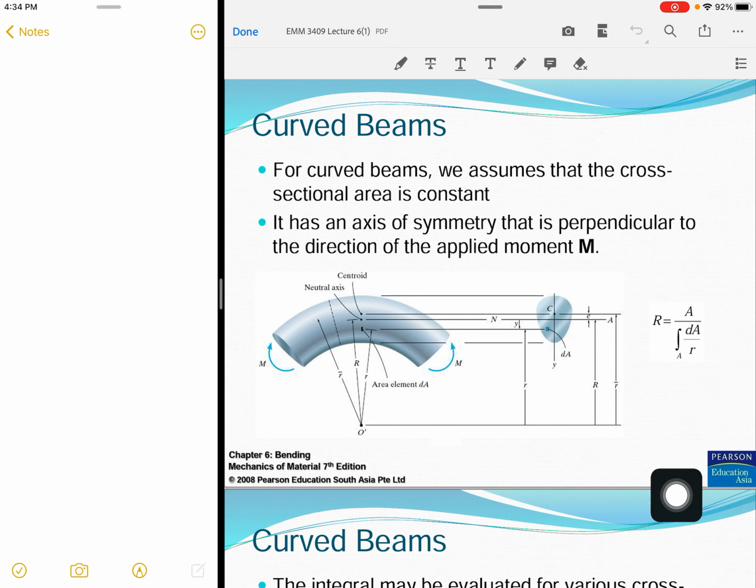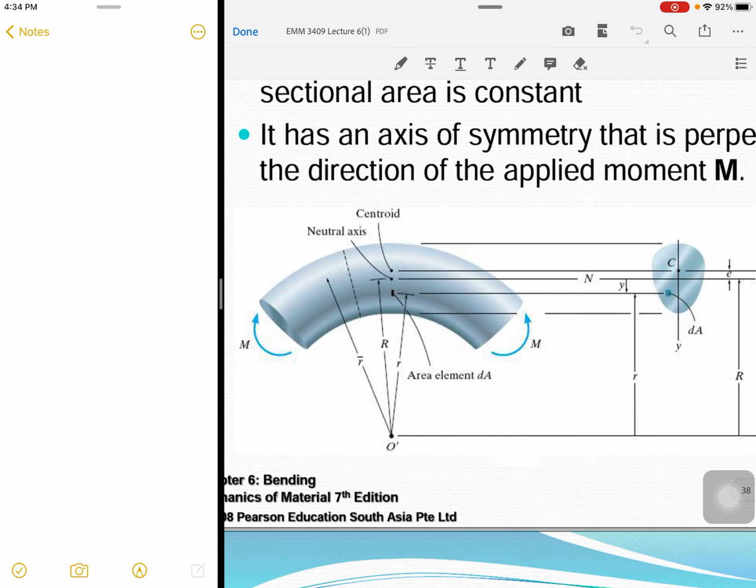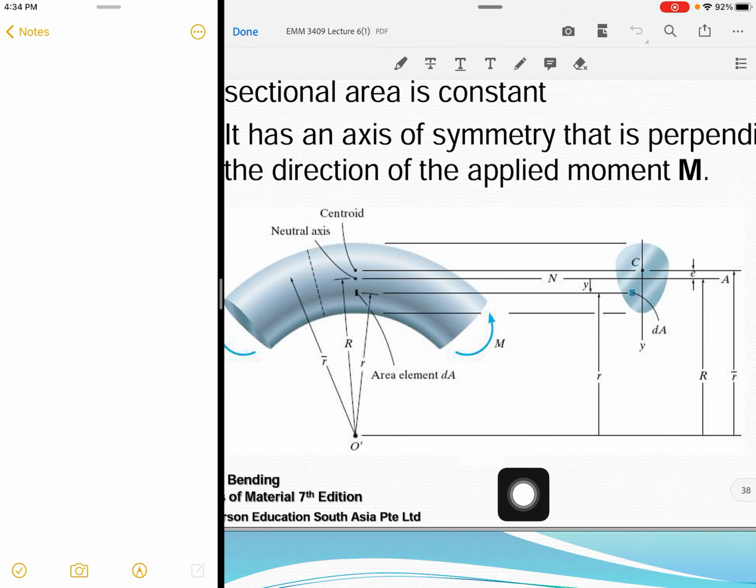Okay, so let's focus on this diagram. You can see that there are so many parameters that we can identify here. The first one I want to mention is R. R is the neutral axis. That's the important part. R is the neutral axis, and the neutral axis may or may not, we call it, align with the centroid. In this diagram, it is not aligned.